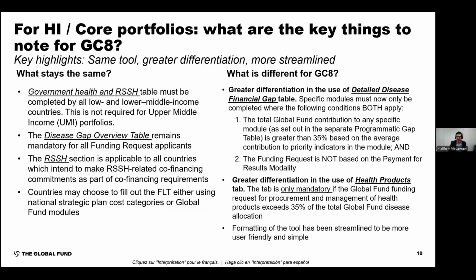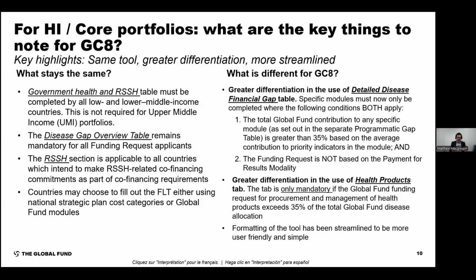In line with David's principles, we've worked hard to try to differentiate the use of the tool and make it more streamlined for Grant Cycle 8. So it's the same tool as in Grant Cycle 7, but there's greater differentiation in how we're using it, and it's more streamlined, which we hope will help you improve the user friendliness of the tool moving forward in this grant cycle. So really quickly, what stays the same?